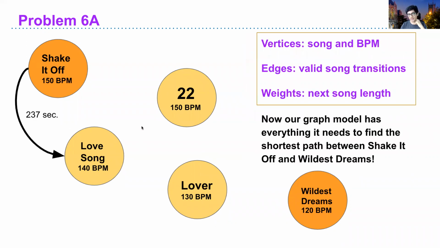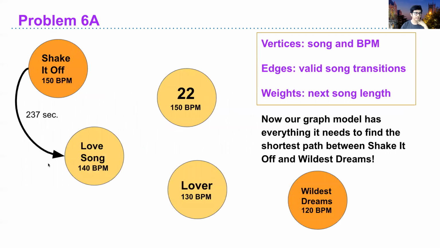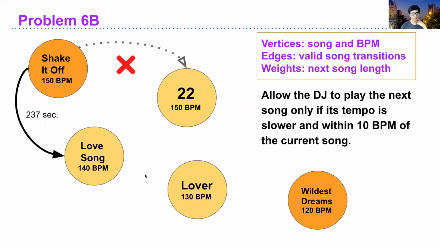Dijkstra's. So now our graph model has everything we need to find the shortest path between Shake It Off and Wildest Dreams. So let's go ahead and create our entire graph. We need to make an algorithm. This question is asking us to give an algorithm that can produce the entire graph. We just talked about one edge right here.